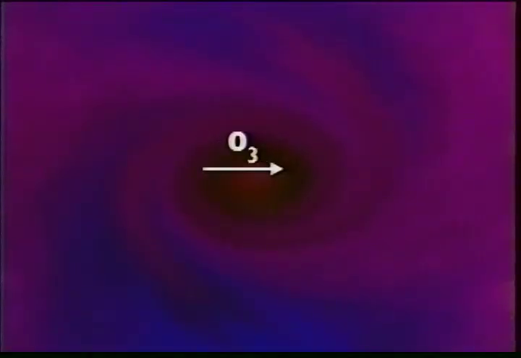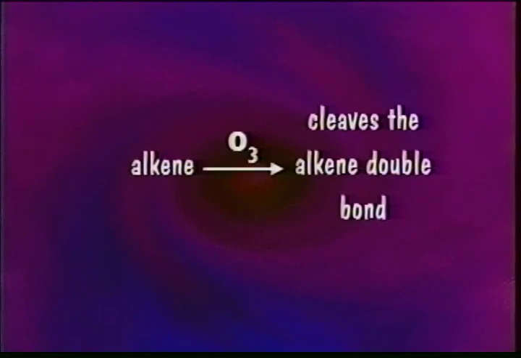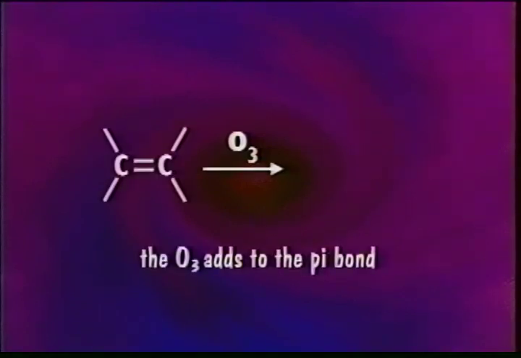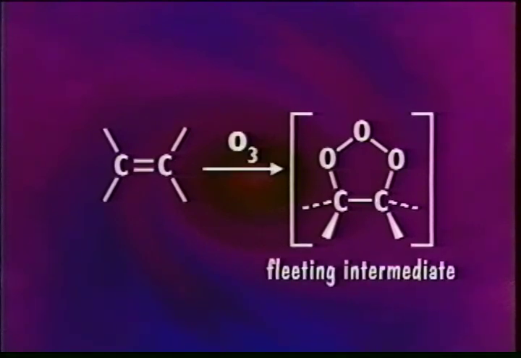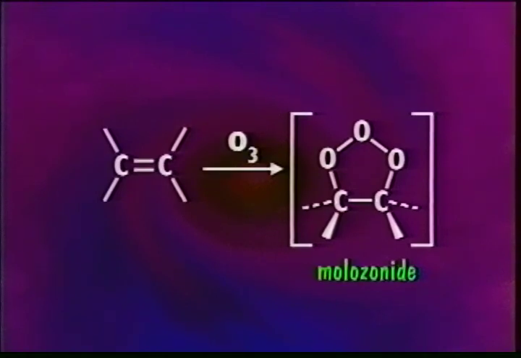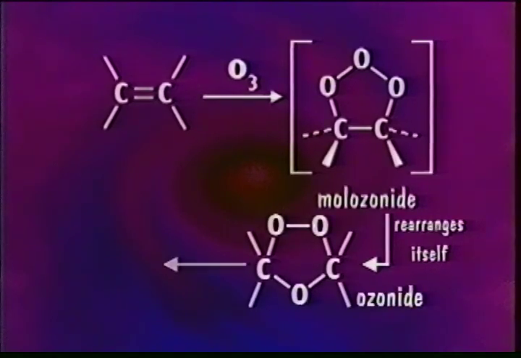When ozone, O3, reacts with an alkene, it completely cleaves the alkene double bond. First, the ozone adds to the pi bond, forming a new product, a fleeting intermediate called a malozonide. It doesn't stay a malozonide long because it's embarrassed by its funny name. This malozonide quickly rearranges itself to form an ozonide. We zap the ozonide with zinc, which reduces it, forming two new products.